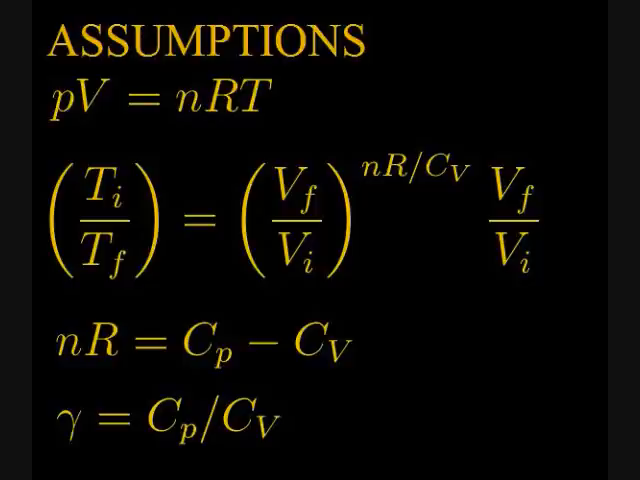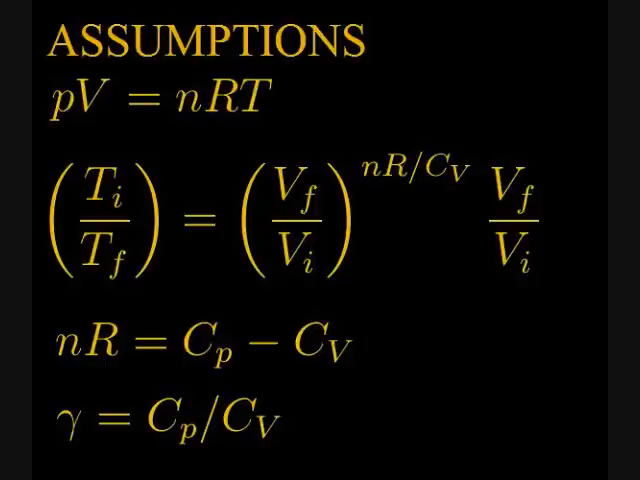We also assume that nR equals C_P minus C_V, which was derived earlier. And we define gamma to be the ratio of specific heat at constant pressure to specific heat at constant volume. And by the way, R is the universal gas constant, little n is the number of moles of gas, T is the temperature, V is the volume.